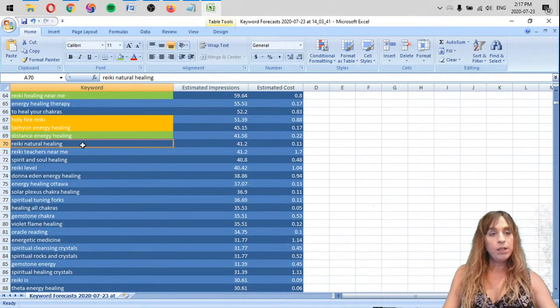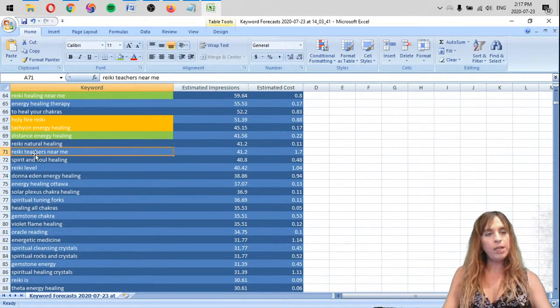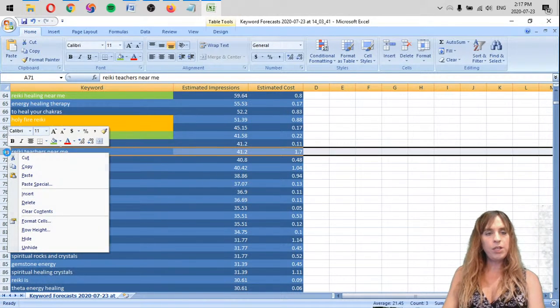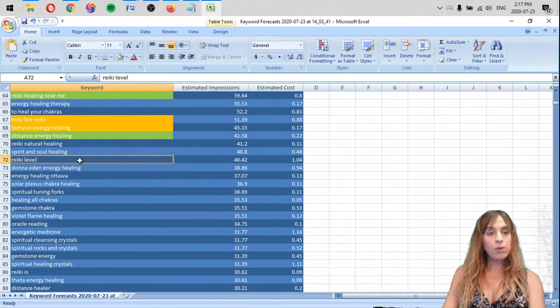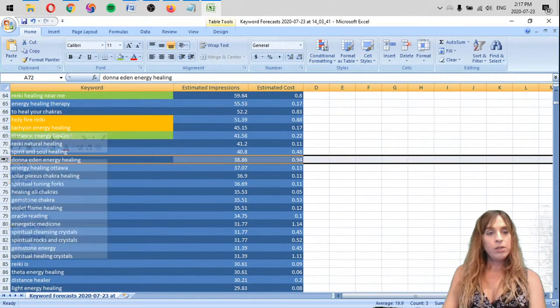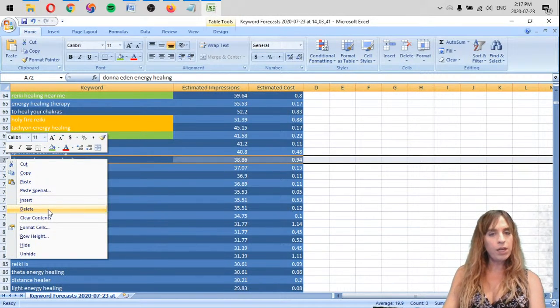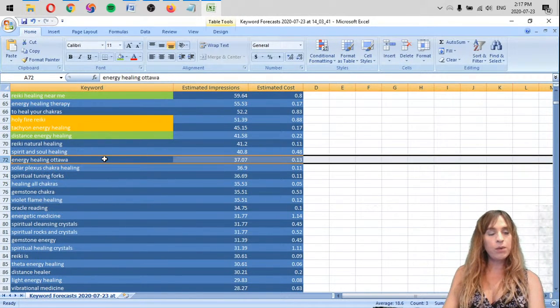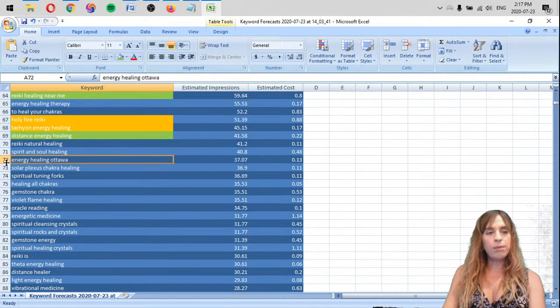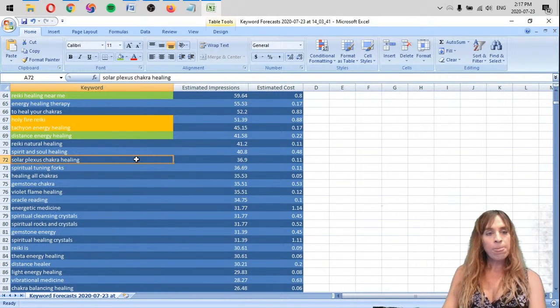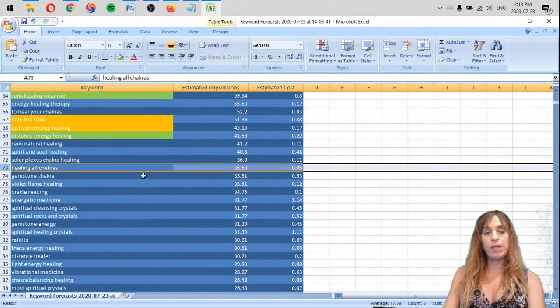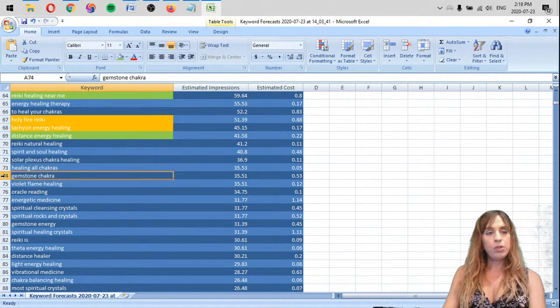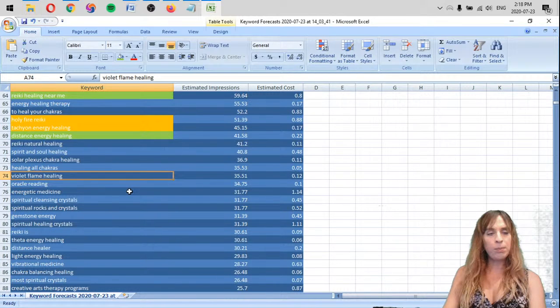Chi energy healing. That's related to Qigong, so I'm going to take that out. Reiki natural healing. Good to leave in there. Reiki teachers near me. I don't think he bills himself as a teacher, so we'll take that out. Spirit and soul healing. Reiki level, we'll take that out. Donna Eden energy healing. That's clearly looking for either a specific person who does healing or a specific methodology of healing. Don't think that quite fits, so we'll get rid of that. Energy healing Ottawa. Matt is not in Ottawa, so goodbye. Solar plexus chakra healing, sure. Spiritual tuning forks. That's probably related to a purchase. Gemstone chakra, probably another purchase.